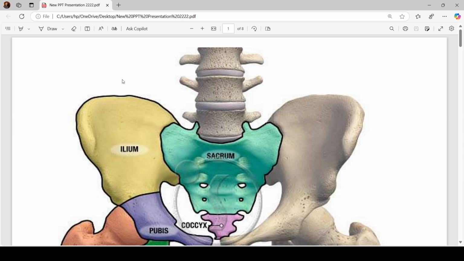Today we will deal with the female pelvis. The female pelvis is a protective skeletal organ. The pelvis is a basin-like structure which connects the spine to the lower limb.